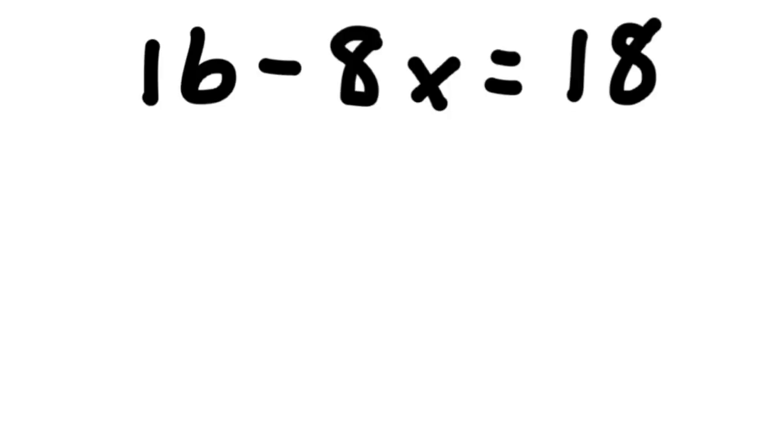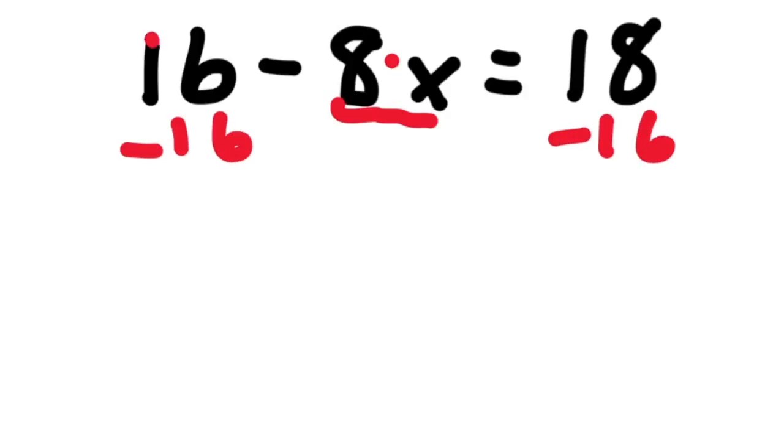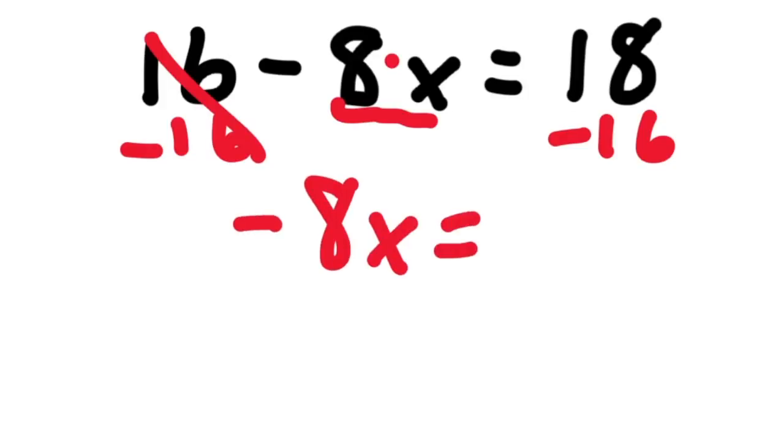Let's start with an easy one. 16 minus 8x is 18. Now normally we do the multiplication first, but because we're doing everything backwards, we need to take care of this 16, and to get rid of that you have to subtract 16 from both sides. So you end up with negative 8x is equal to positive 2.